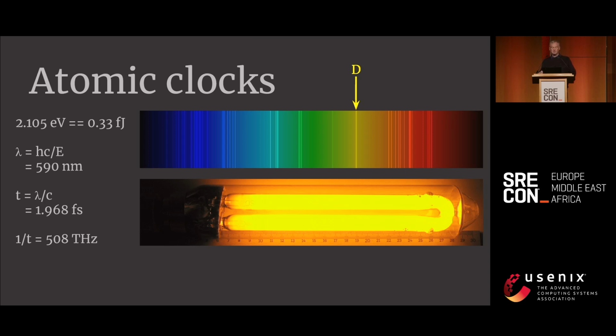Each photon from a sodium lamp at what's called line D has an energy of 2.1 electron volts, which is tiny. Photon energy is inversely proportional to wavelength, giving 590 nanometers, or what most people call yellow. We know the speed of light, so we can express the cycle time as 1.968 femtoseconds, or its reciprocal unit, 508 terahertz. That's an accurate clock, based on the fundamental properties of the elements.